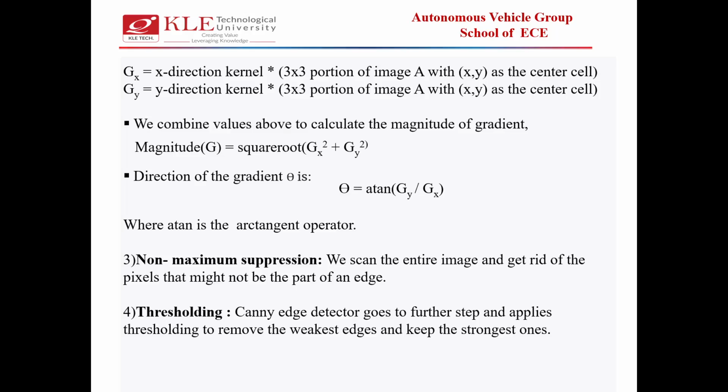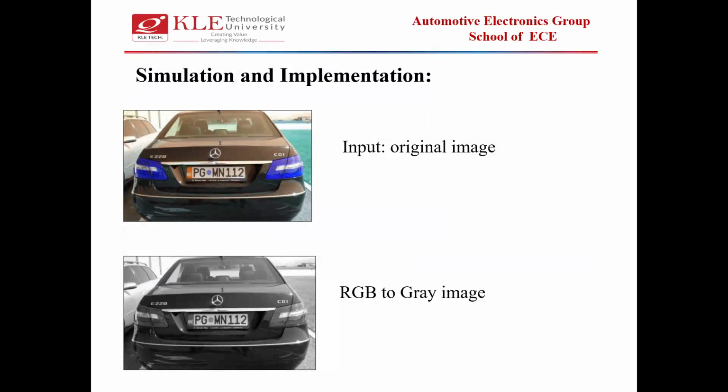The next step is non-maximum suppression. In non-maximum suppression, we scan the entire image and get rid of the pixels that might not be part of an edge. The final step that we apply here is thresholding. So the Canny edge detector goes a step further and applies thresholding to remove the weakest edges and keep the strongest edges, so that we can easily detect the number plate. So this is how the theory of the Canny edge detection works.